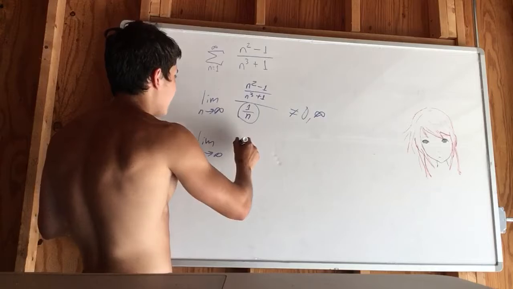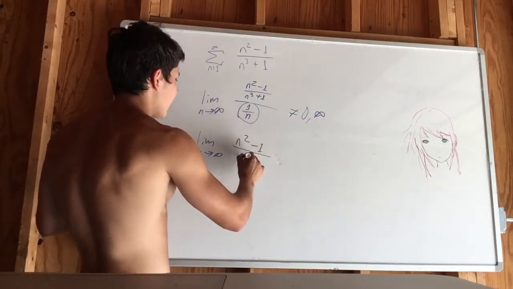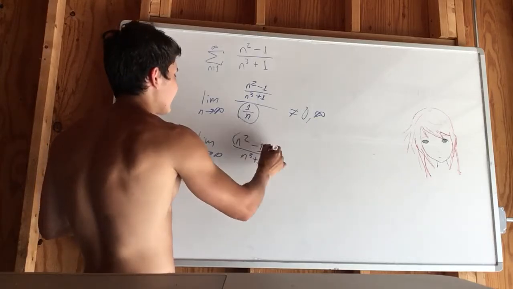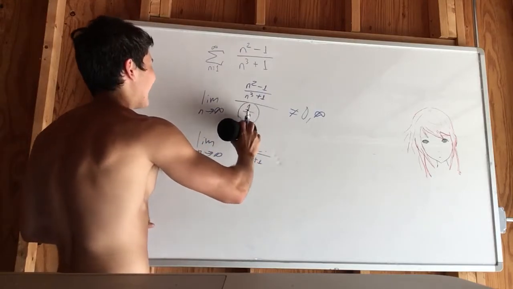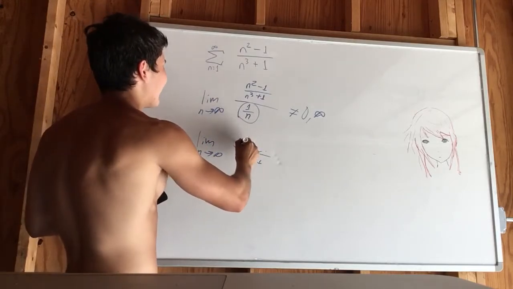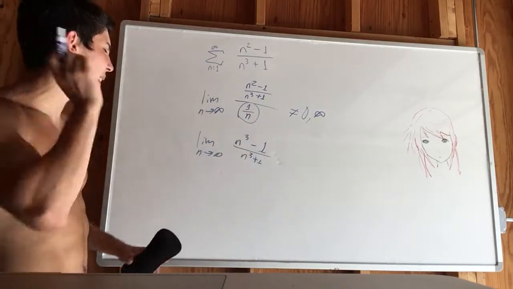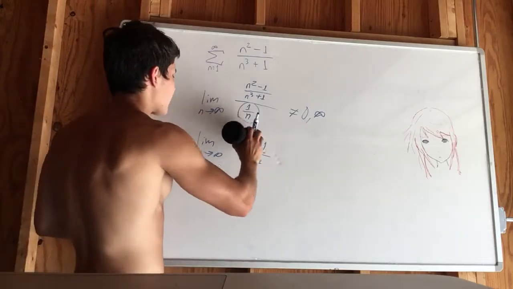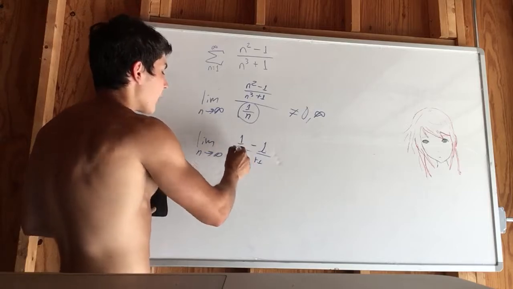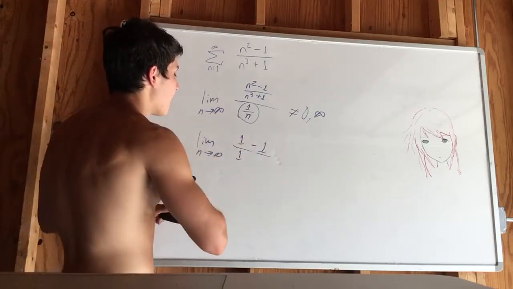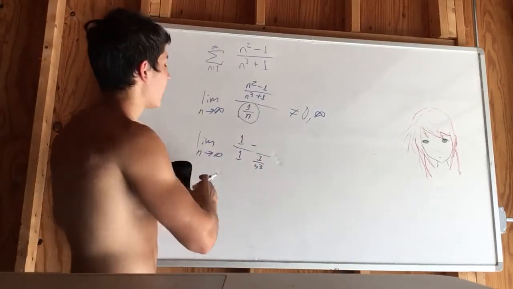So now we can do this multiplication here. n² minus 1 over n³ plus 1, all multiplied by n, which gives us n³ minus n in that numerator. Now we can divide everything by n³, and that's going to give us 1 here, because n³ over n³ gives us 1 again. This is 1 over n³, and this is negative 1 over n³.